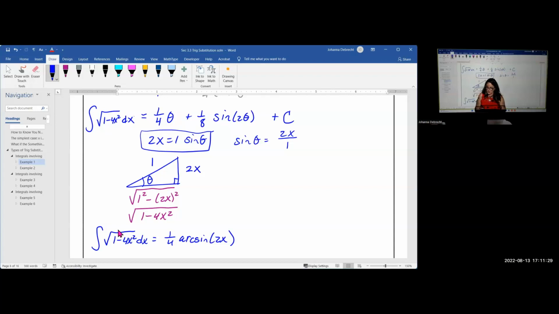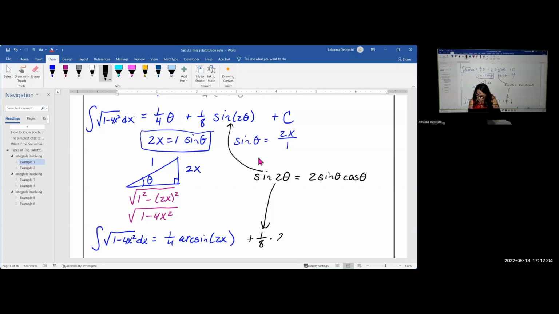That's our theta, right? Now what about this second part? I've got plus 1/8 the sine of 2 theta. Well, you need a trig identity for this one. This is one of the ones that I recommend that my students memorize because it comes up a lot. So the sine of 2 theta is equal to 2 sine of theta cosine of theta. So now I can replace this in the integral down here. So this becomes plus 1/8 times 2 sine of theta cosine of theta, and I still have my constant of integration.